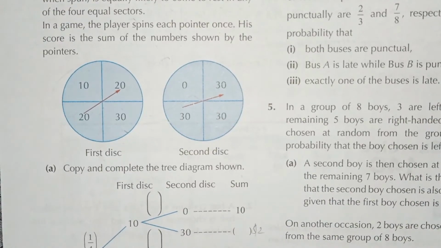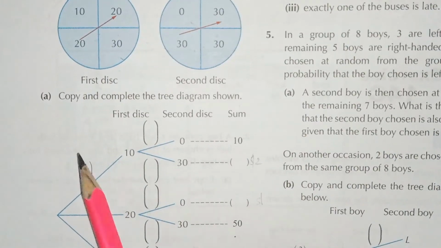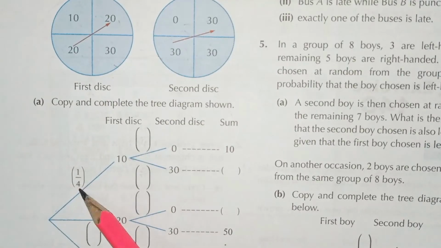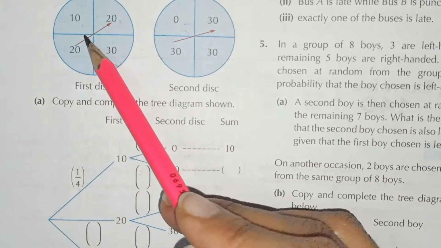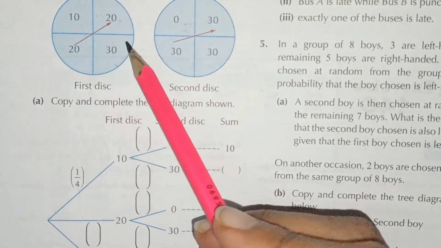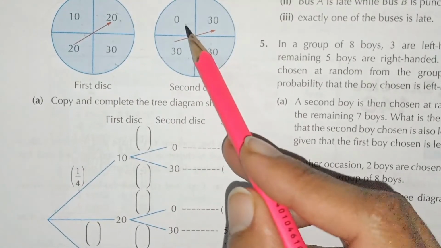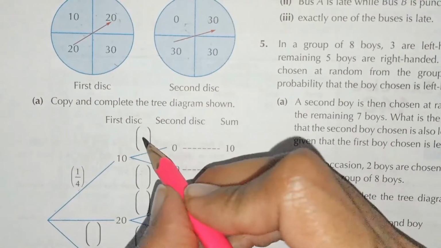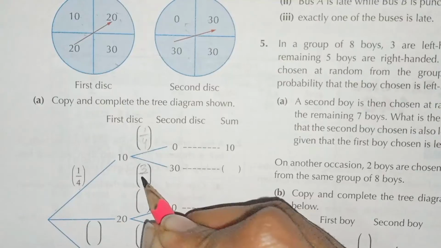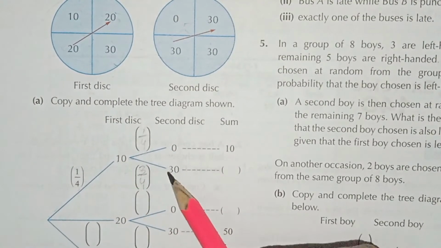Now students, we have to copy and complete the tree diagram shown below. You see that for 10 the probability is 1 by 4, because 1 is a favorable outcome of 10, and the total number of possible outcomes is 4. There are 4 sections. And to get the 0 in the second disc, there is a possible outcome of 1 over 4. And to get the 30, 3 over 4. Now we have to add these values and find the sum.